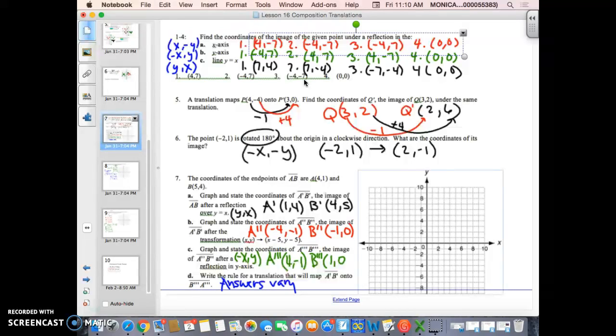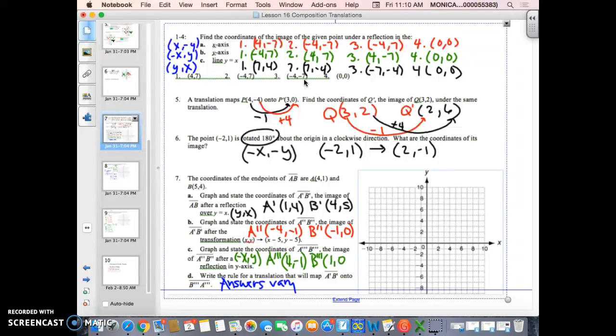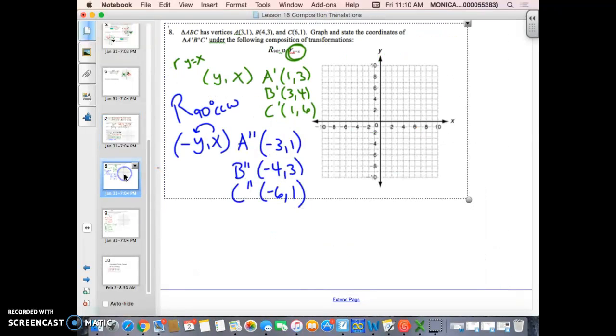Okay, and then down here, your answer might vary for letter D, but what I'm more concerned about are your answers for A, B, and C. Did they match up? And notice I didn't use the drawing. I just went ahead and followed the rules and looked at the coordinates, which is completely acceptable. For number 8, again, I didn't draw it, I just used the rules.